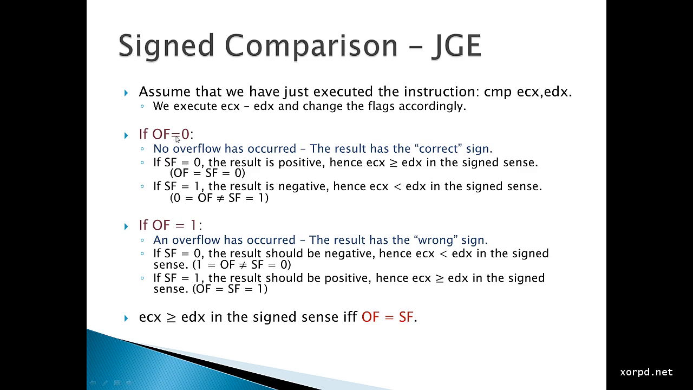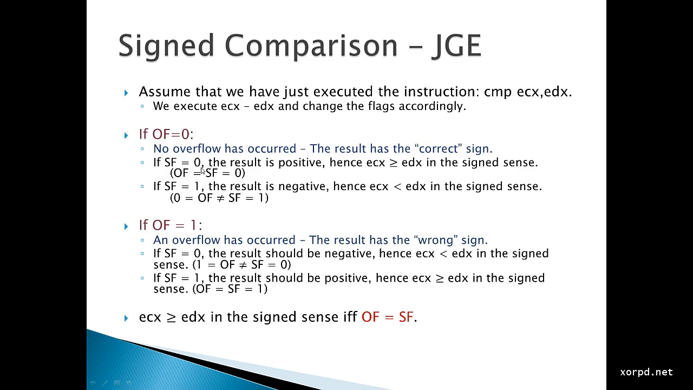In the overflow flag equals 0 case, we know that no overflow has occurred. That actually means, intuitively, that the result has the correct sign. It means that given the result has the correct sign, now we can actually believe the sign flag. We can just check the sign flag and see if the result of this subtraction is positive or negative, and take our decision accordingly.